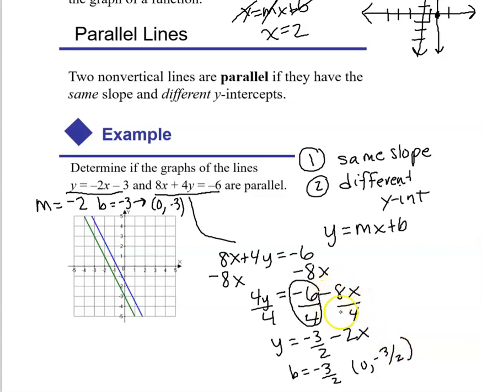And then my slope is negative 2. Okay, so do they have the same slopes? Yes, they do. This one has a slope of negative 2. This one has a slope of negative 2. The y-intercepts need to be different. This one had a y-intercept of 0, negative 3, and this one had a y-intercept of negative 3 over 2.